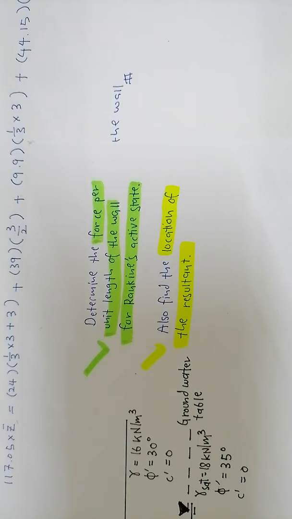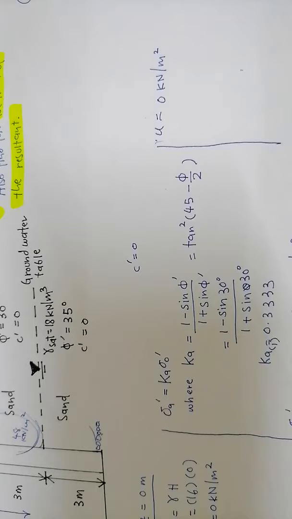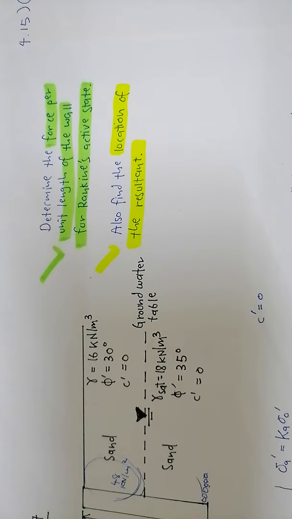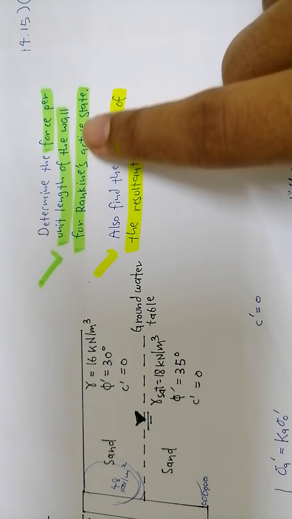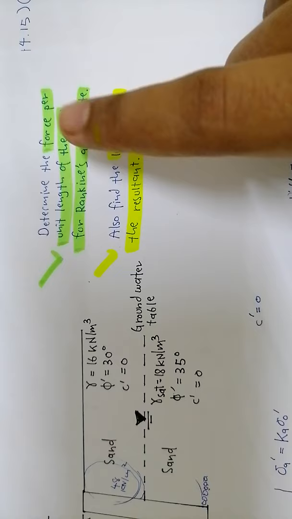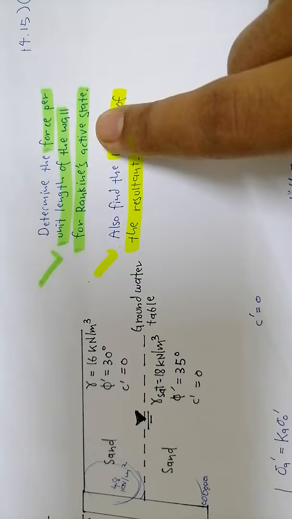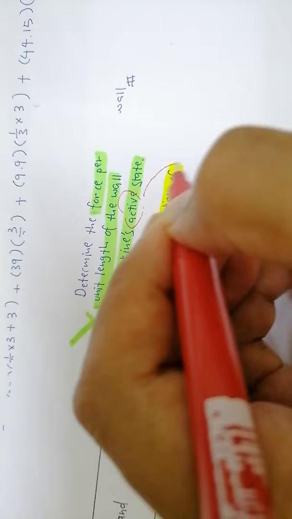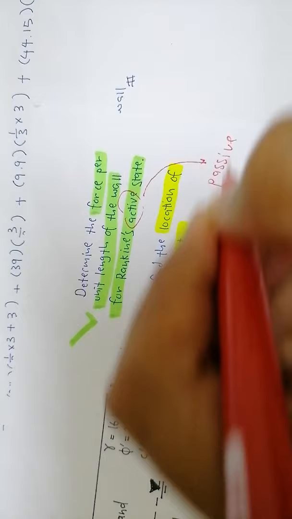Okay, I just want to point out one thing here. In this example, you were asked to calculate the force per unit length of the wall for Rankine's active state. You might be asked to calculate the force per unit length of the wall for Rankine's passive states. Okay? You might be asked to calculate the force in passive states. Okay, so how to do this?